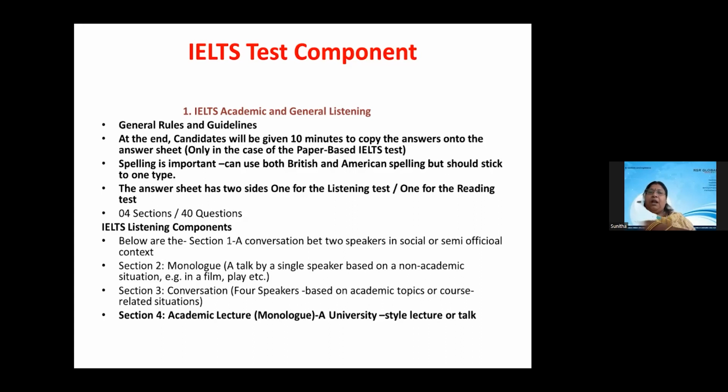Suppose you are going to use American spelling, you have to write it in American spelling. For example, COLOR, color, is American. COLOUR is British. So it's like that. And there are 4 sections, 40 questions. For example, in section 1, a conversation between 2 speakers in a social or semi-official context.